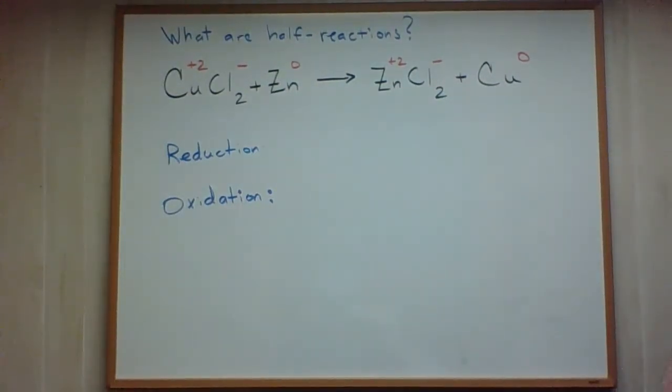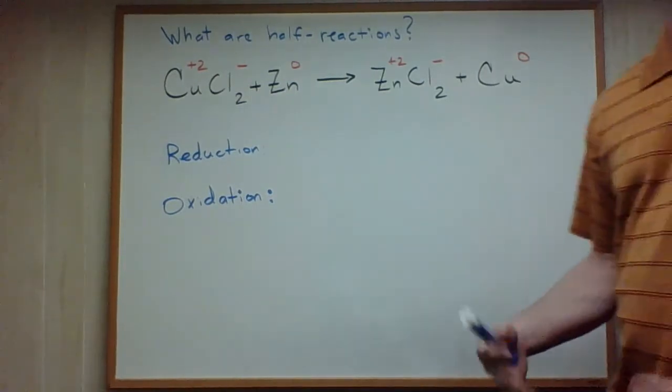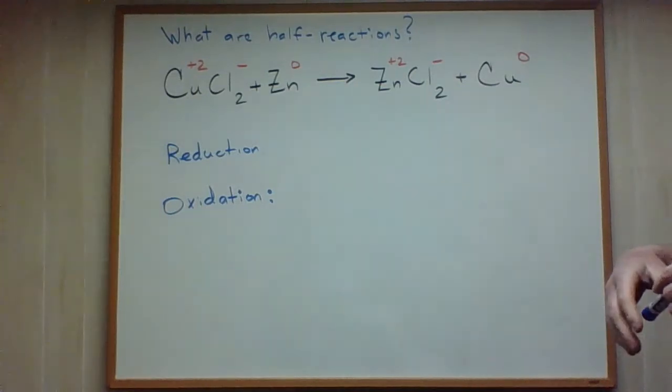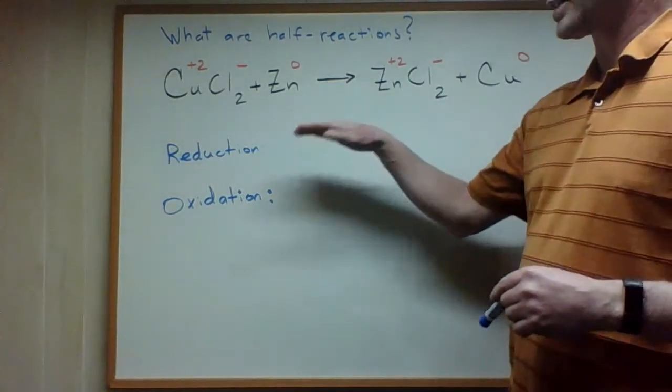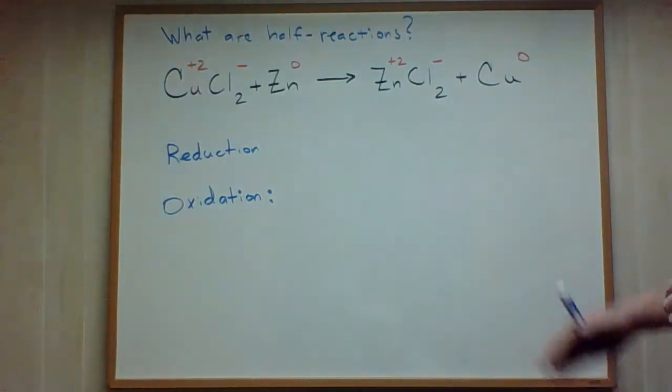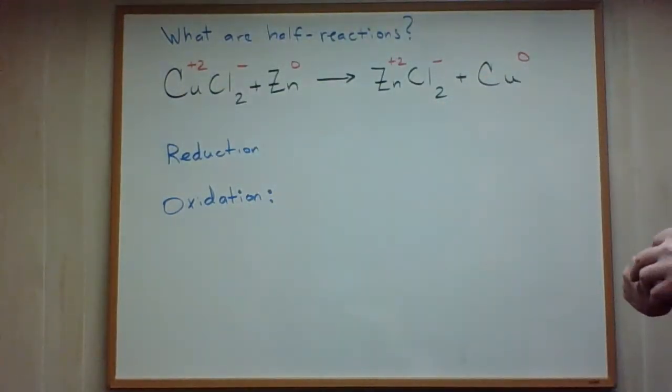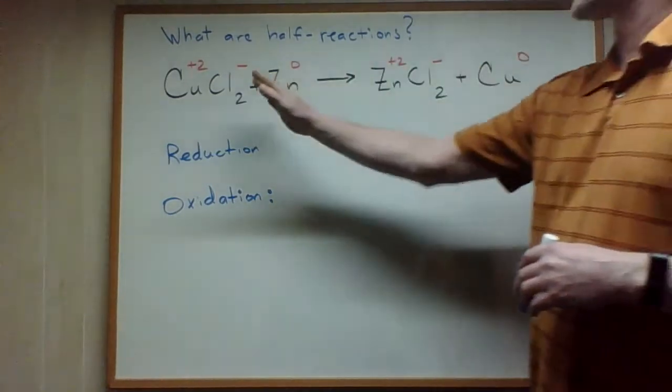We're going to the next step here, which is developing half reactions. What are half reactions? Well, half reactions go with this topic. You're going to have a reduction half reaction and an oxidation half reaction. And what I have here is a redox reaction. I already know that it's redox because I've already put in all the oxidation numbers.